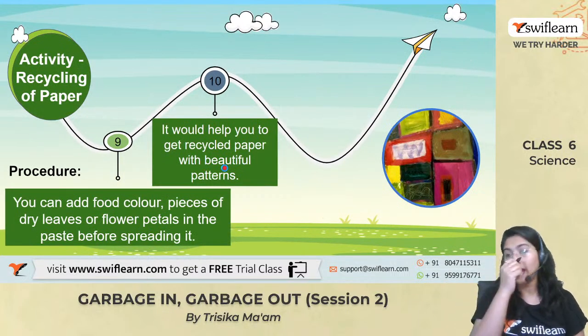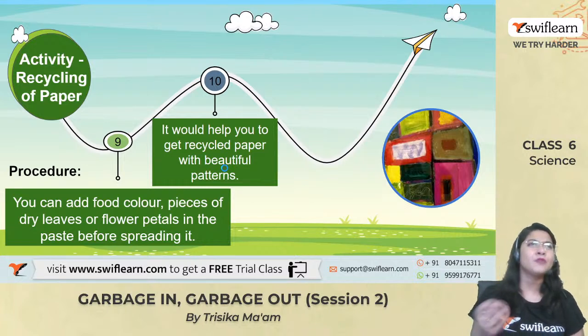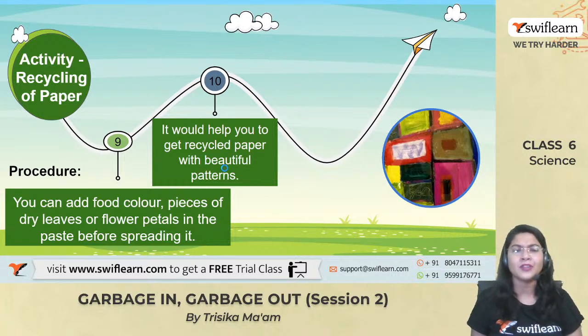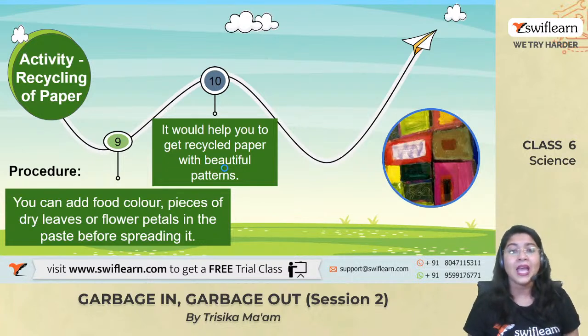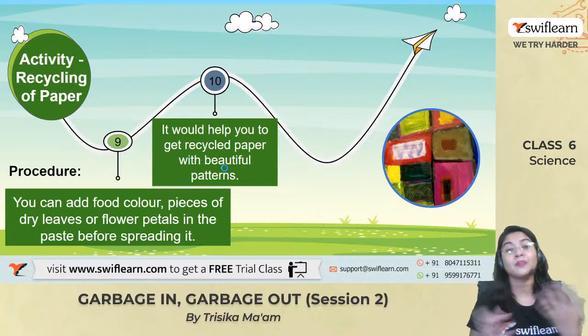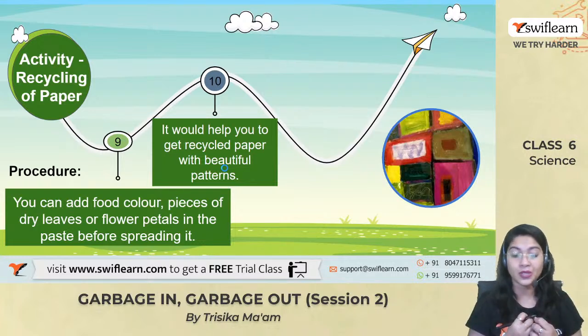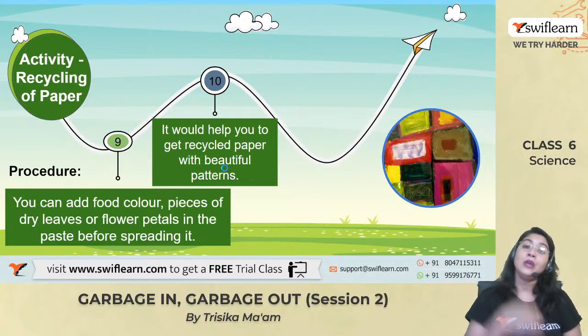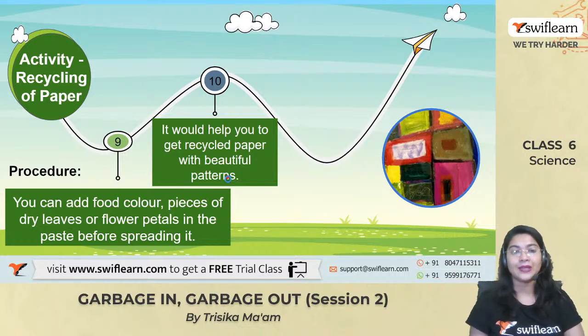Now what you can add with that, you can add some food color or the color of the different dry leaves, or pieces of dry leaves, or the petals of different flowers, and it will help you to recycle the paper with different types of patterns. Okay, you will get beautiful patterns out of this paper. So this is how we can recycle the paper again and again.